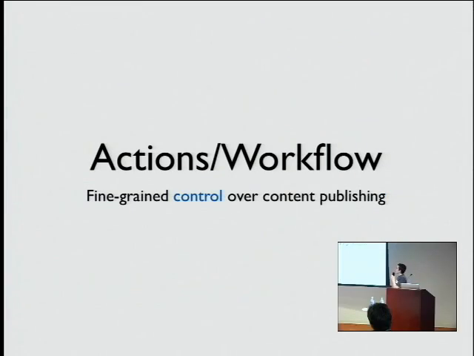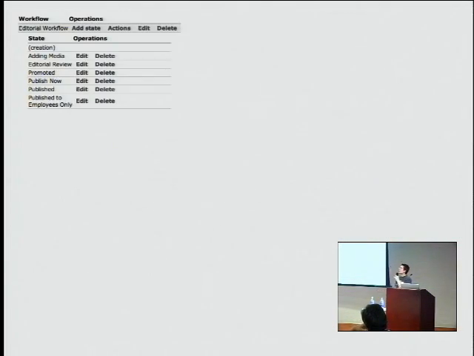Actions and workflow. This is kind of a powerful combination, but it's kind of confusing, but I'll go through it and hopefully it makes a little bit of sense. But basically it gives you fine-grained control over the publishing workflow of nodes. So you start by defining a workflow. So for example, this is the editorial workflow, which has steps like adding media and editorial review and publish to employees only and things like that.